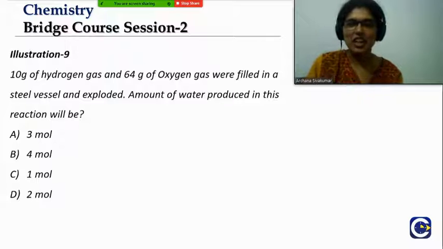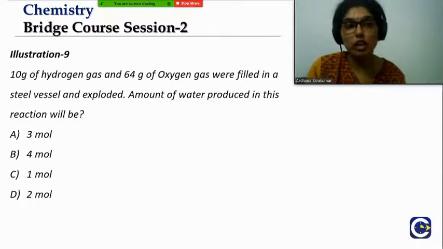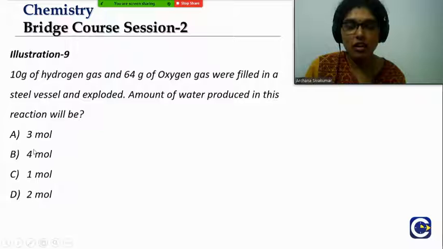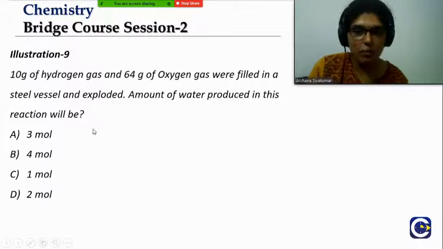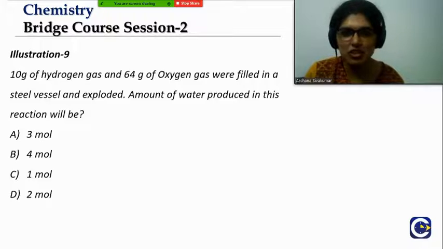Alright. So you have to convert into moles. Both are given in grams. Convert into moles. Find out what is the limiting reactant. Then use it to find out how much water will be formed. So the reaction is hydrogen plus oxygen will give rise to water. So this question has to be solved by you, and you have to give me the answer. The answer I will give you in the next bridge course session.